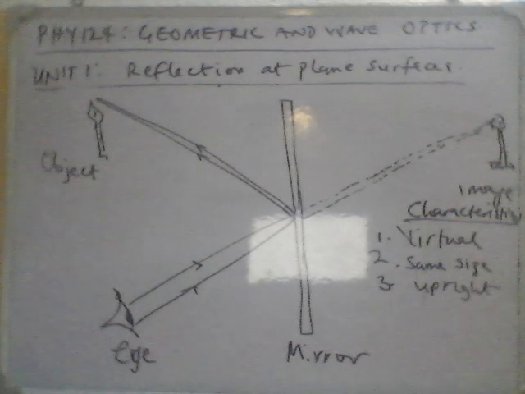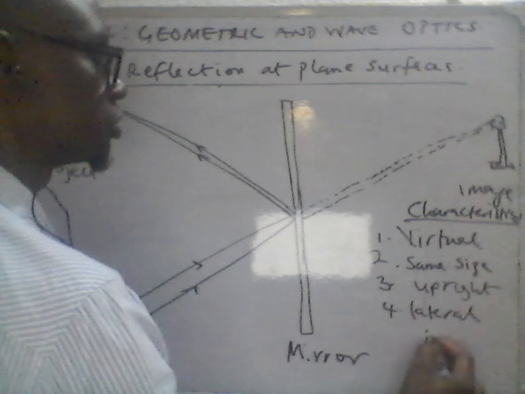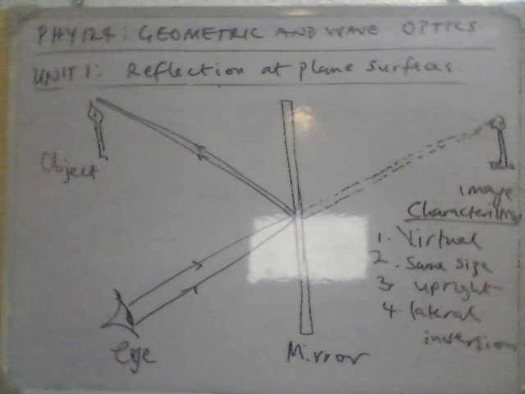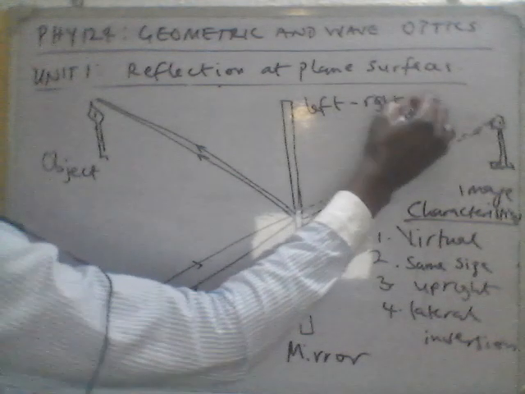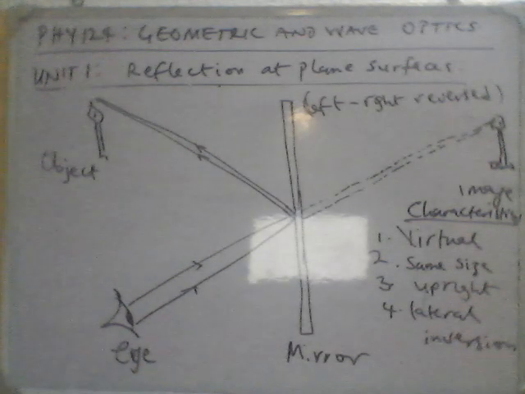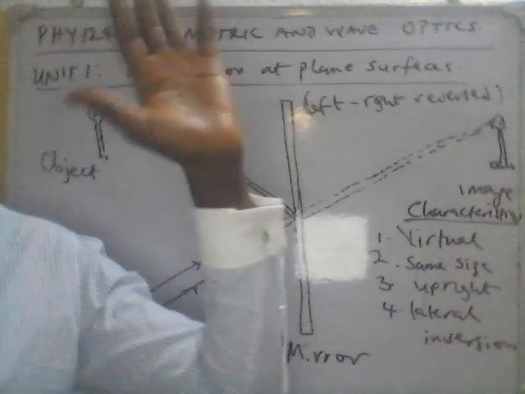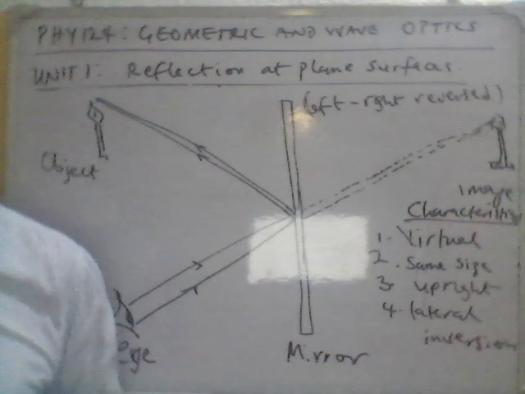Then there is also what they call lateral inversion. I will explain that. The image that is formed by the mirror is always laterally inverted. That is, right and left are reversed. Now I'm going to use a simple way to explain this. If you look at the mirror and you lift your left hand, my image in the mirror will be lifting its right hand. That's how lateral inversion is.